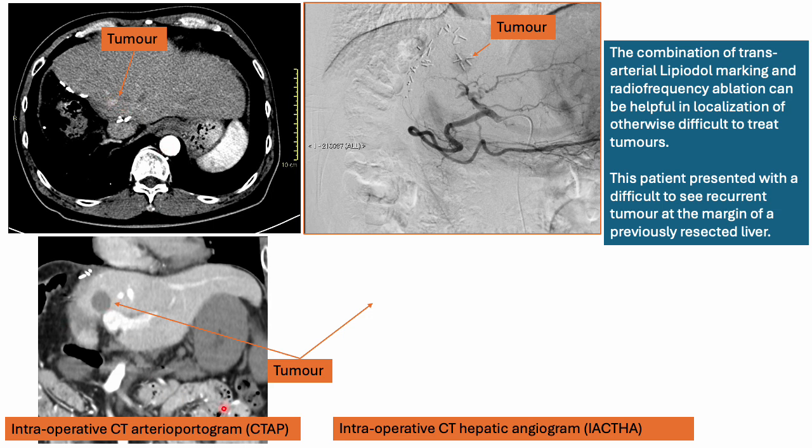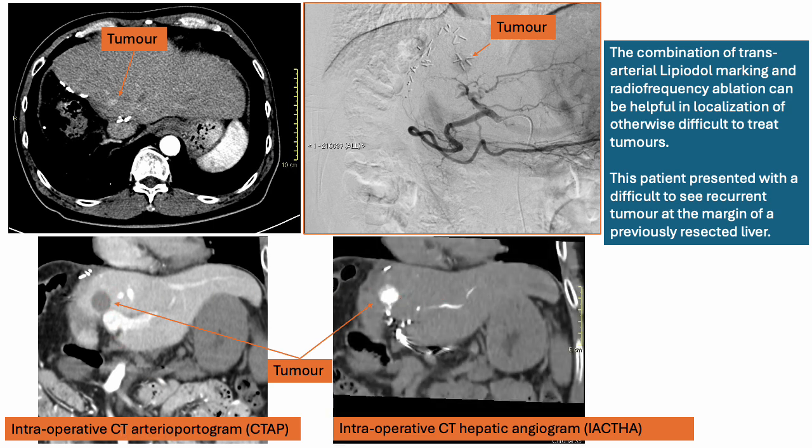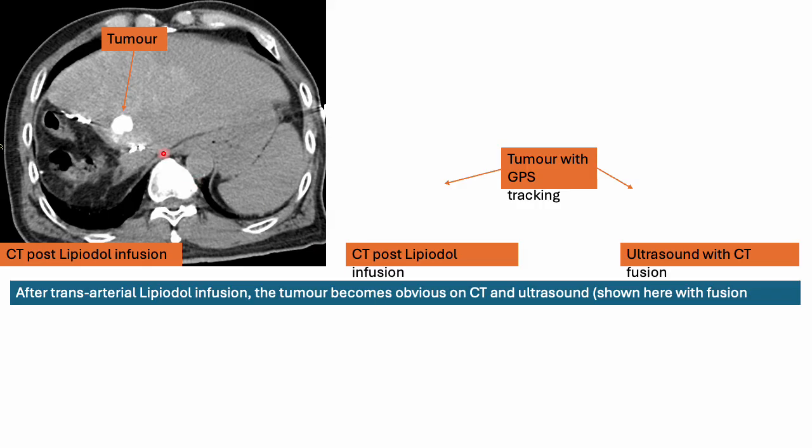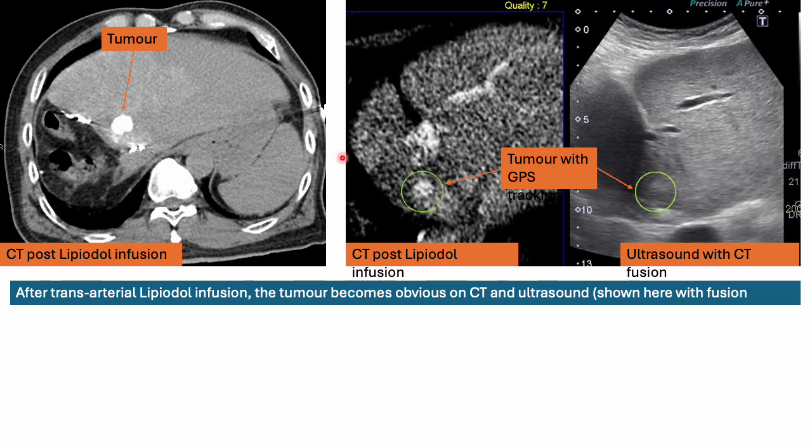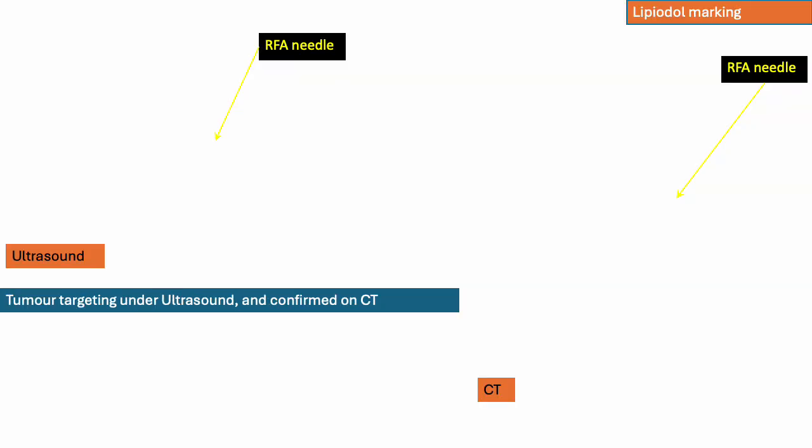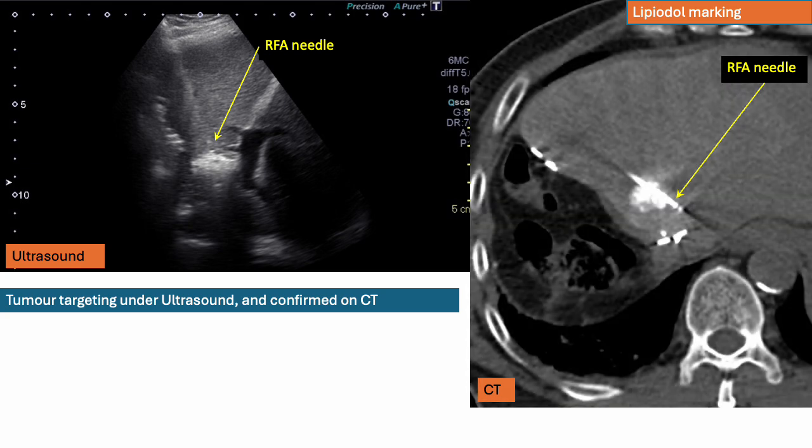This is intraoperative arterioportogram, or CT-AP. The lesion shows a filling defect with hypervascularity on intraarterial contrast injection. In this case, Lipiodol was used to mark the lesion, and subsequently with GPS tracking and fusion, the lesion could be seen. The Lipiodol deposit within the lesion actually made it slightly easier to see this as an echogenic structure on the ultrasound, and subsequently this was targeted.